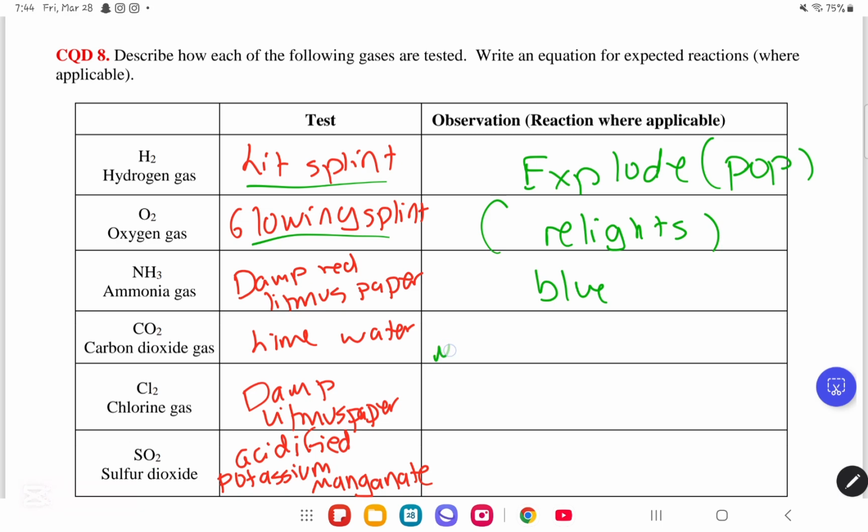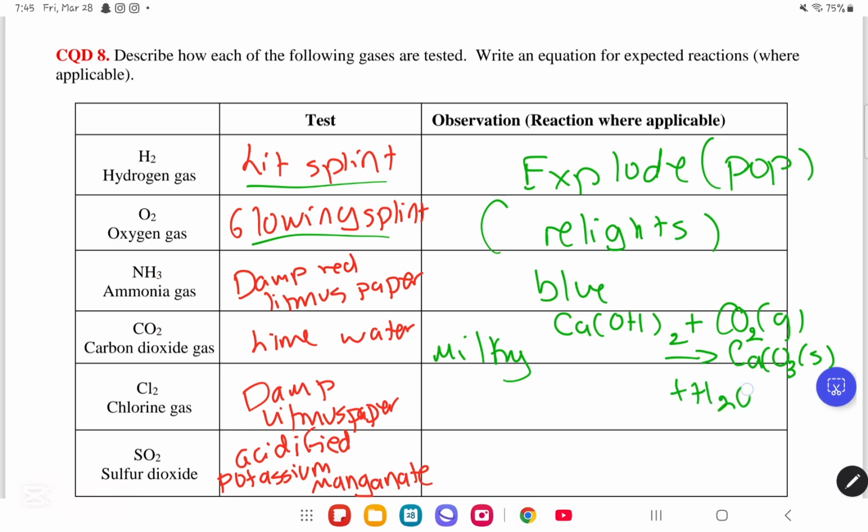Carbon dioxide will turn the lime water milky. Okay, and the reaction of this is that Ca(OH)2, which is lime water, will react with CO2 gas to form what? To form limestone, which is CaCO3, which is what causes the milky appearance, plus H2O liquid. So again, the calcium hydroxide, which is the lime water, you add to it carbon dioxide, it will form limestone, which is the reason for the milky appearance.